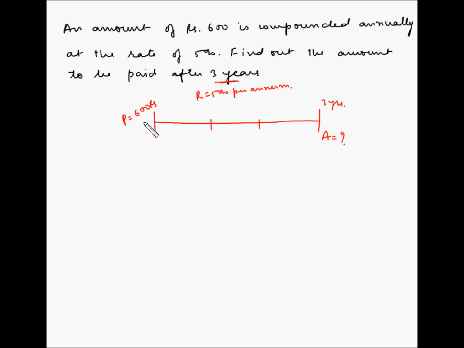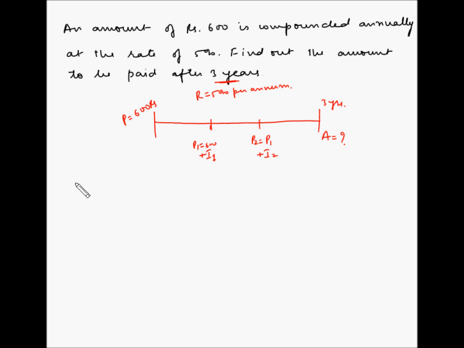So now again here, because this is compound interest, the interest is being calculated every year, and that interest is being added to the principal at the beginning of that year, and that whole thing, that is the principal and the interest for that year, becomes the principal for the next year. So here it will be P1 is equal to 600 plus the interest for the first year, and here P2 will be equal to P1 plus interest for the second year.